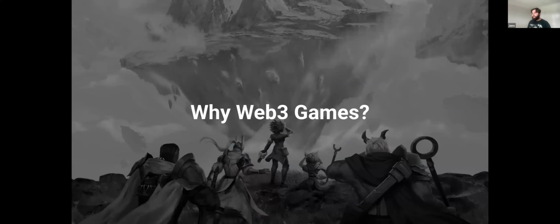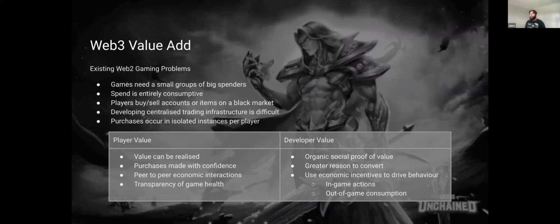So that's my high level of what Web3 gaming is as it stands. But why do I suggest people produce Web3 games? Or why would people want to produce Web3 games? I think that Web3 really does add value on top of the experiences that exist in Web2. I've got quite a long list here of things that Web2 gaming has problems with that aren't easily solvable right now that Web3 can assist with.